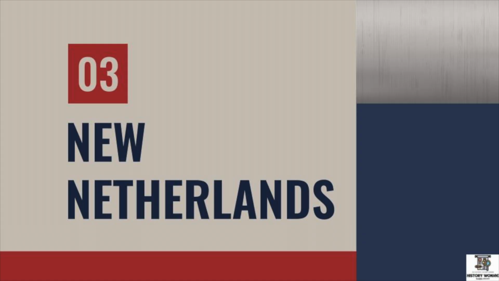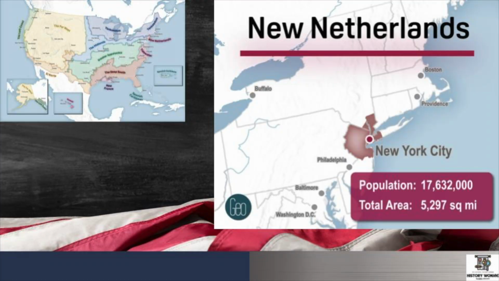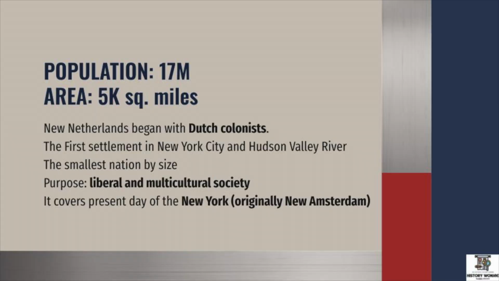Next, let's look at New Netherland, covering modern-day New York City and New York State. One interesting fact is that before New York became New York, named after the English city York, it was covered by the Netherlands, and the original name of the city was New Amsterdam, from the capital city of the Netherlands. Established by the Dutch with the idea of creating a liberal and multicultural society, New Netherland started its settlement from the Hudson River Valley and Manhattan Island.